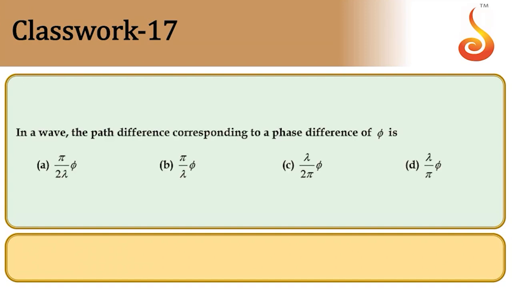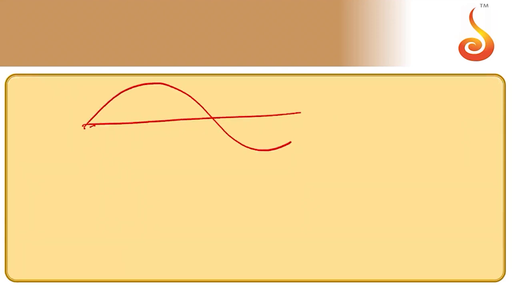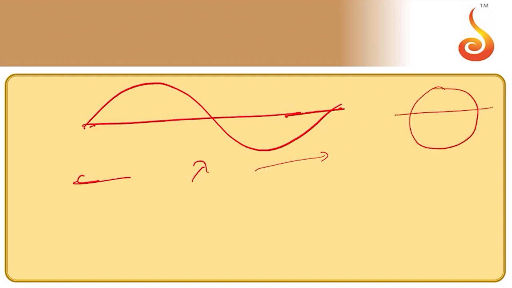In a wave, the path difference corresponding to a phase difference of φ is? Suppose I consider a wave represented like this. This corresponds to one wavelength. And this also corresponds to the projection of the circle over one complete oscillation, or one complete circular journey. The angle covered is 2π.